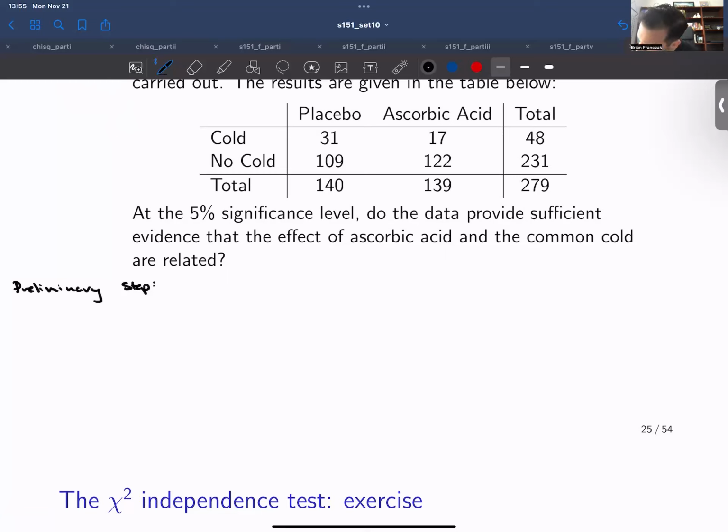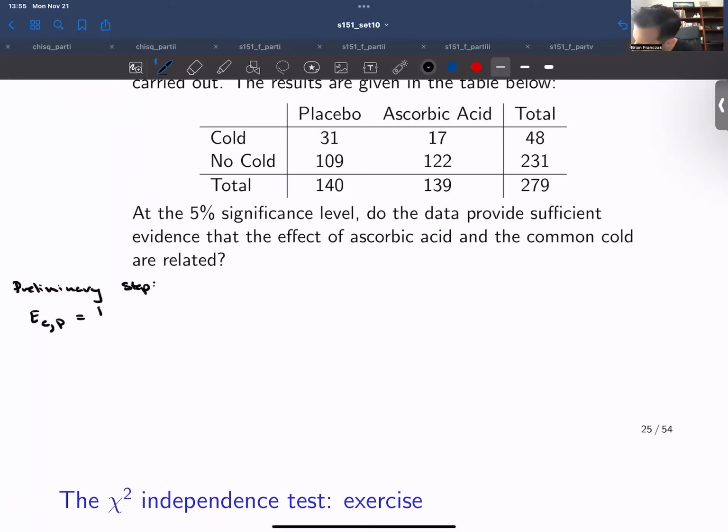What I need to do here is compute an expected value for each of the 4 outcomes in this contingency table. So for example, the expected value for cold and placebo. This is how many people I would expect to say they have a cold, given that they are taking some water tablet, across the 279 people, if it is true that these two variables are independent of one another. To compute expected values in a two-way test, we take the row total, we multiply by the column total, and then we divide by little n.